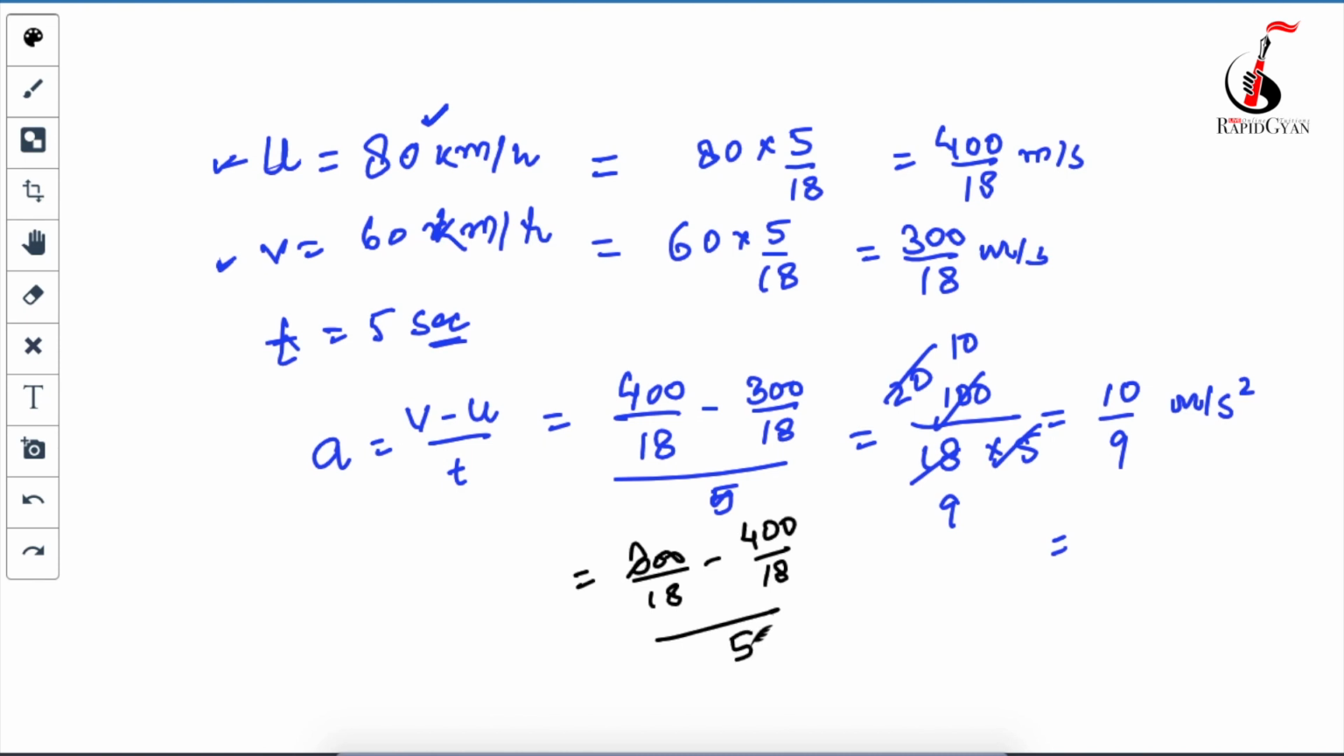So what mistake have I made over here? Instead of doing v minus u, I have done u minus v. So you guys don't make this mistake in the exam. So this will actually become minus 100, so your answer will become minus 10 upon 9 meter per second square. So this is your answer. You don't have to do this, you will have to do this. Hope it's clear, guys.